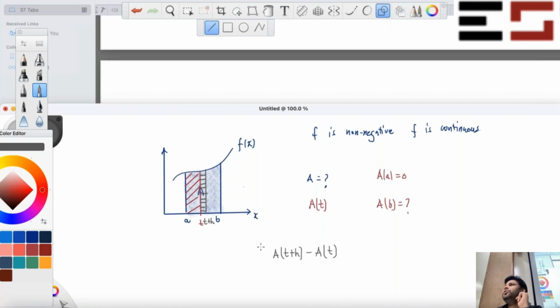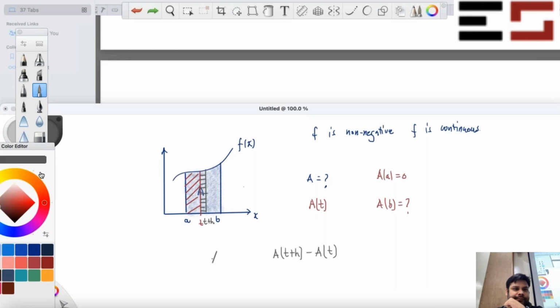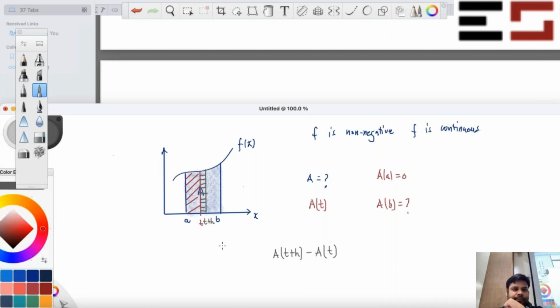Now what I'm going to do is this. I'll ask you some questions, and you'll have to tell me whether each is true or false. Suppose I take f of t. Now what is f of t? F of t is the value of the function at t, right? And I multiply it by h. What will I get? F of t times h.